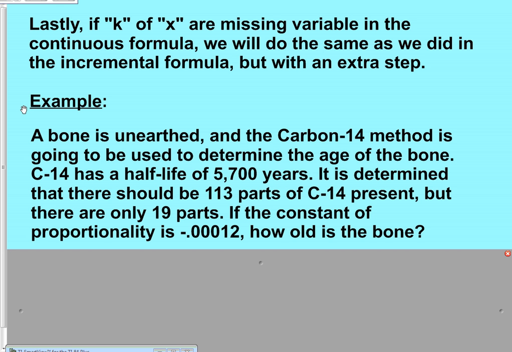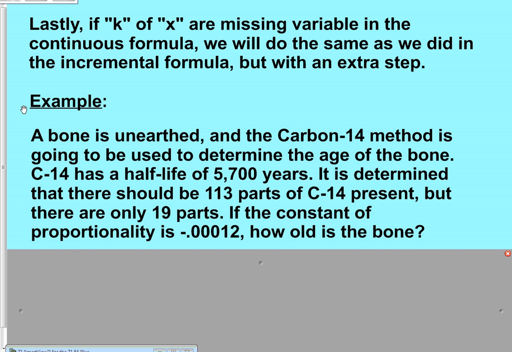A bone is unearthed, and the carbon-14 method of carbon dating, they call it, is going to be used to determine the age of the bone. C14 has a half-life of 5,700 years. It is determined that there should be 113 parts of C14 present, but there are only 19 parts. If the constant of proportionality is negative 0.00012, how old is the bone?